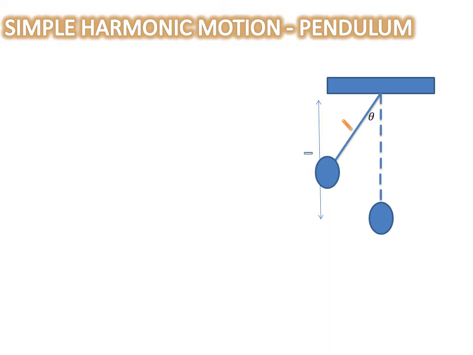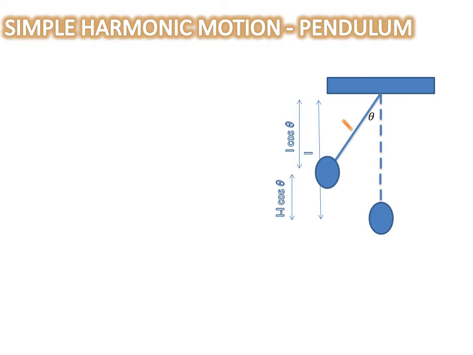and the distance between the ball and the rigid solid is L cosine theta. We used cosine because this distance is adjacent to the angle theta. And the distance between the ball and the reference, which is the ground at any time t, is L minus L cosine theta.